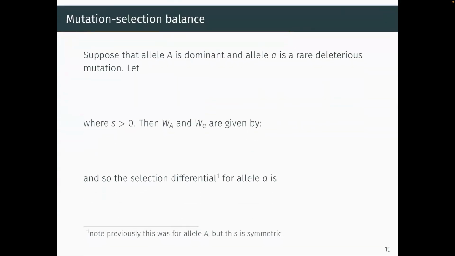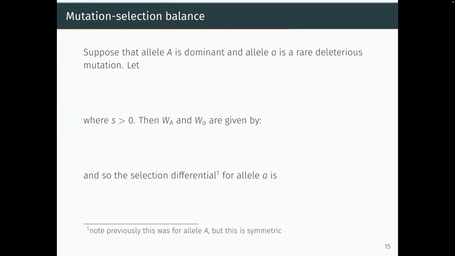Okay, that's kind of the background. And the goal here, when I say this mutation selection balance, is that in the models that we've looked at so far, if an allele was advantageous, it would ultimately just go to fixation, right?